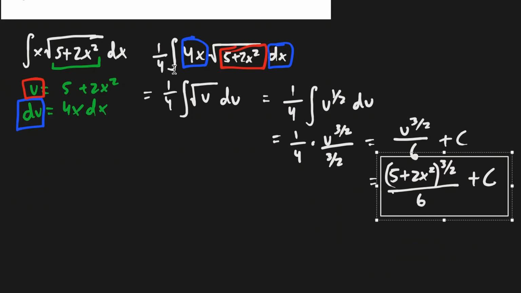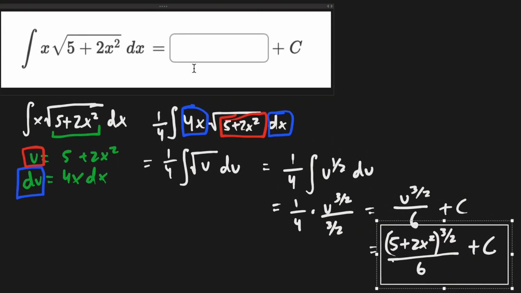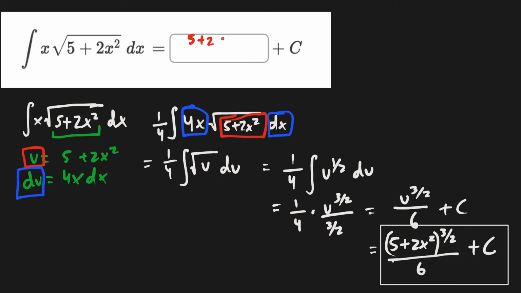So if I were on Khan Academy, I would just type in here 5 plus 2x squared raised to the 3/2 power over 6. I hope you found this video helpful.